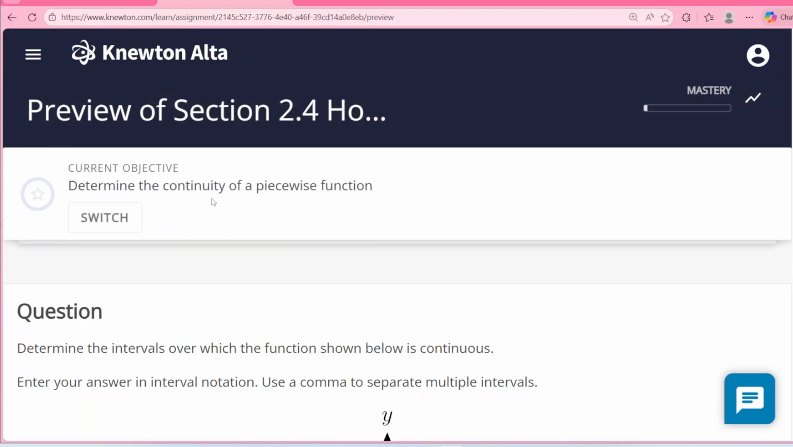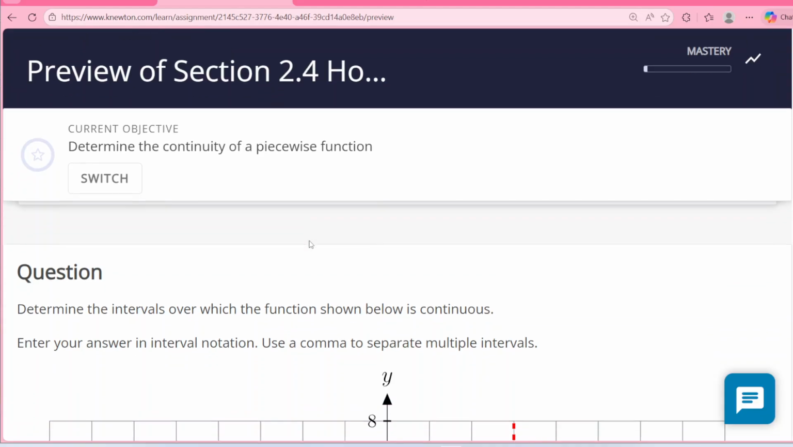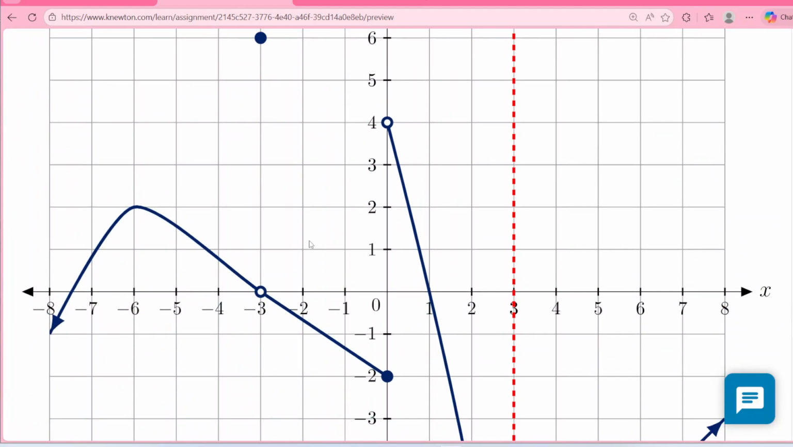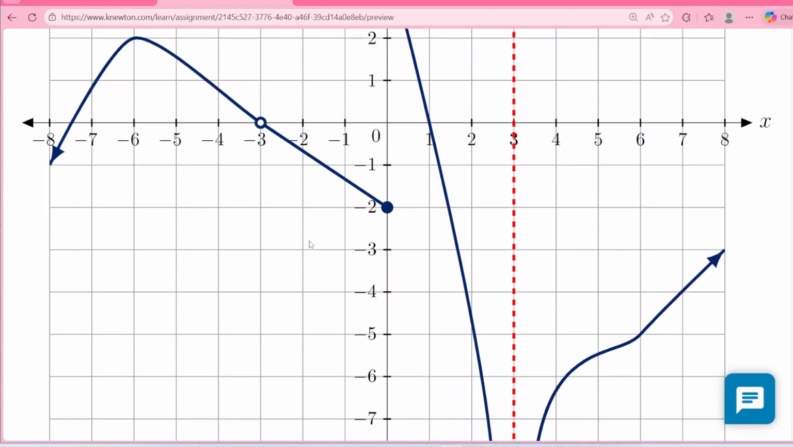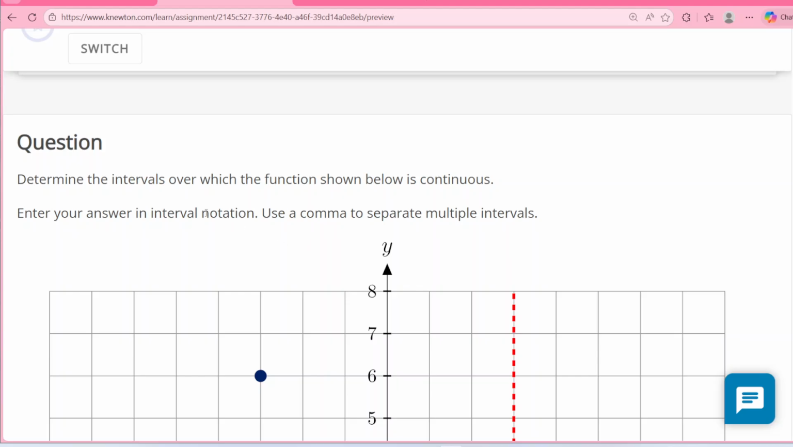All right, so more continuity, but this time with a... now we already did one like this earlier, actually. They gave us a piecewise defined function and asked us if it was continuous or discontinuous at a certain value. So this one's just a graph, though. You are asked to determine the intervals over which the function shown below is continuous, and you're entering your answer in interval notation. Use a comma to separate multiple intervals.